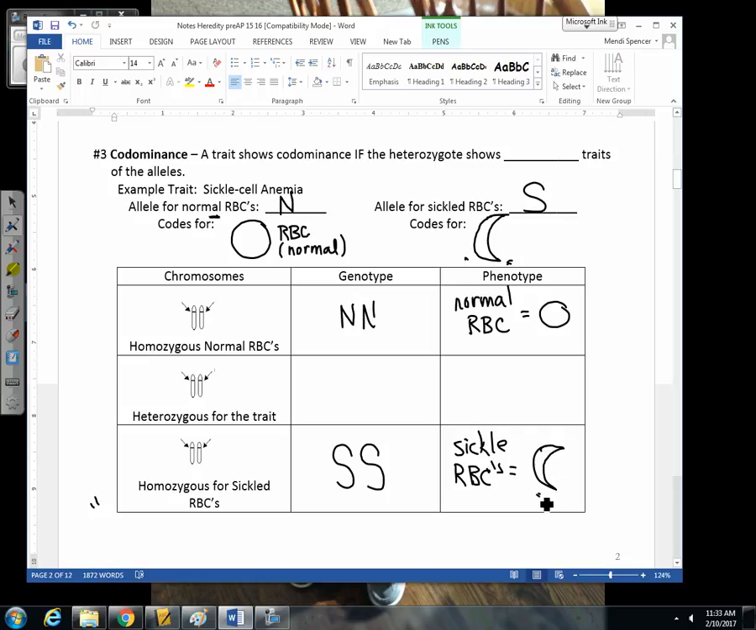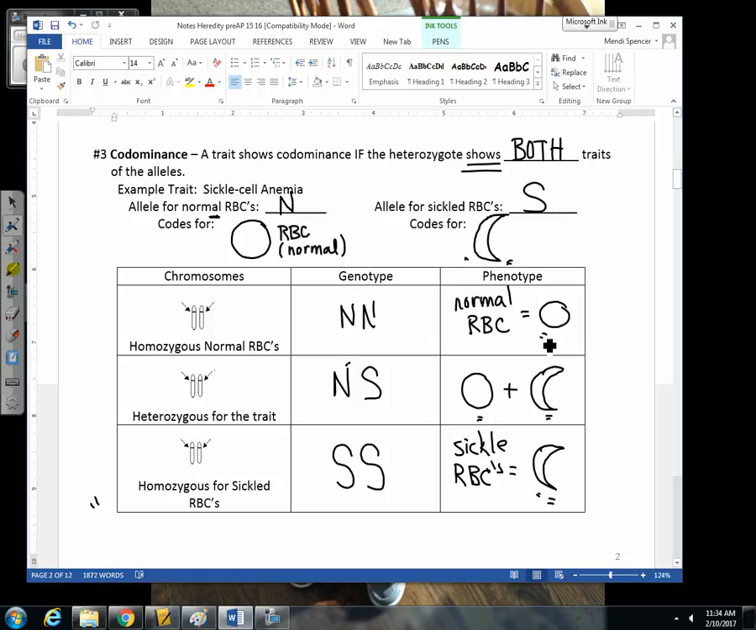And then finally, heterozygous for the trait means they have a normal code and a code for sickle red blood cells. Now, both are going to show up in codominance. It's codominance if the heterozygote shows both traits. So when we analyze the blood of these individuals, we're going to see normal red blood cells because they have a code for normal, and we see sickled cells. And these sickled look just as sickled as these, and these normal look just as normal as this. It's not like a middle of the two.